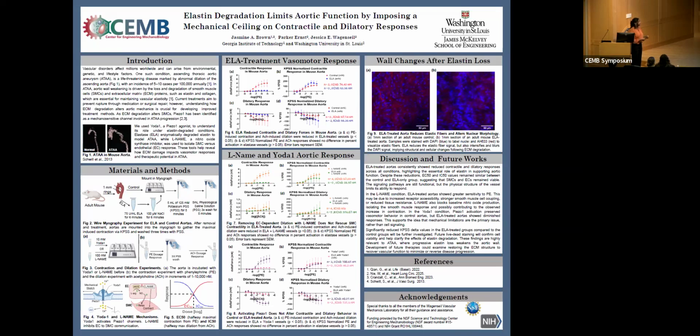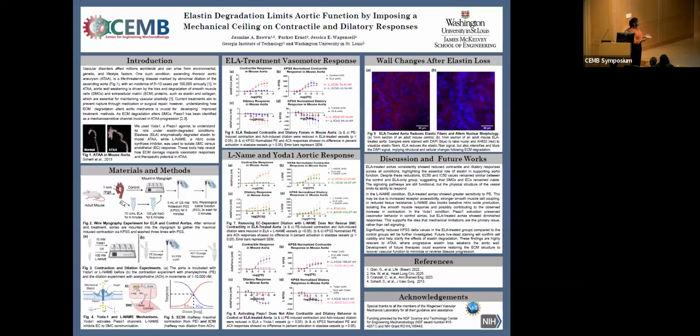Going from there, we will be using an enzyme called elastase to enzymatically degrade elastin fibers to simulate the ATAA disease, as well as using Yoda1, which is an agonist for that piezo-1 channel. So we're able to stimulate that channel and understand how it affects ATAA or its progression, as well as using a molecule called L-NAME. This is because there are several cells within the aorta, but we want to isolate just the smooth muscle cell response.